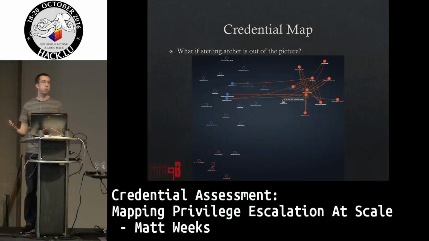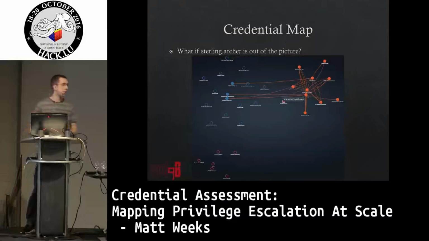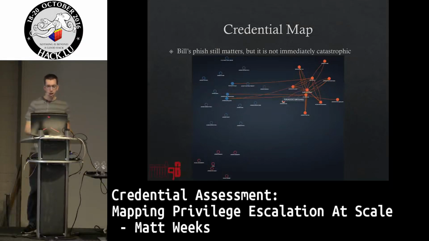One of the other things that we want to do is help people remediate that action. So we say, well, what happens if we know this guy has been logging into somewhere he shouldn't? What happens if we disable his account, take him out of the picture? Well, in that case, Bill's fish still matters. He can still compromise these local systems, but it's not immediately catastrophic. It doesn't result in full domain compromise, and it doesn't go past a few systems.